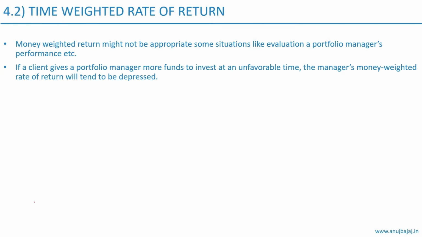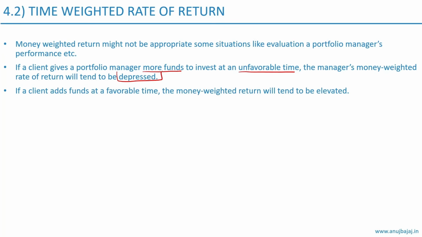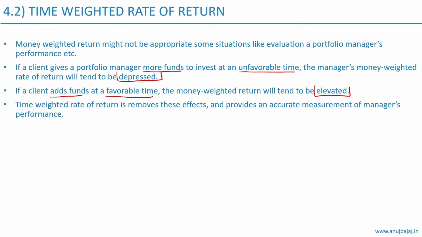If a client gives a portfolio manager more funds to invest at an unfavorable time, then the manager's money weighted rate of return tends to be depressed. Whereas, if a client adds funds at a favorable time, then the return tends to be elevated. So in order to remove these effects, we have time weighted rate of return. The time weighted rate of return removes these effects and provides an accurate measurement of the manager's performance.